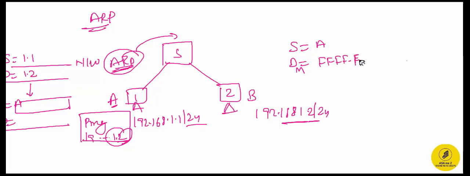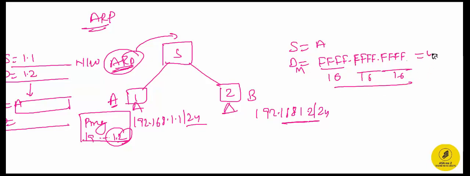A MAC address is a 48-bit number. So this F is 4 bits, so we have 16 bits here, 16 bits here, and 16 bits here. So 48 bits.